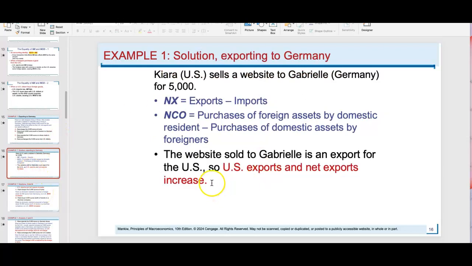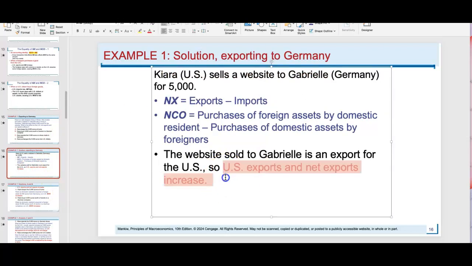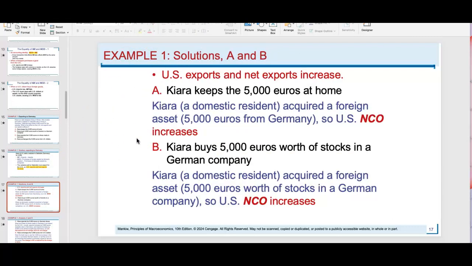So in this scenario, we know that the U.S. exports and the net exports are going to increase. So now let's look at what happens in the different scenarios. If she keeps the 5,000 euros at home, so she's in Illinois and keeping this money at home, she has acquired a foreign asset. She has acquired 5,000 euros, so the net capital outflow will increase because exports increase. The net exports have increased also.